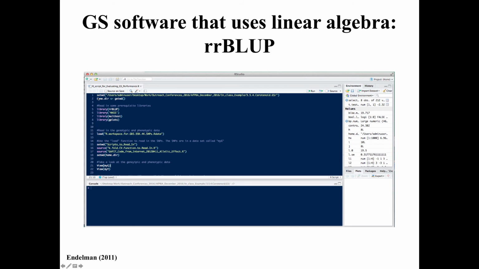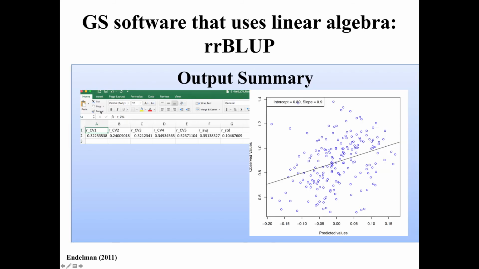Very similar to GAPIT, if we look at the rrBLUP code that runs everything, we can have something that looks like this. And then it'll produce some output summaries, such as presenting your prediction accuracies, which I'll go over again in the next video. And then also we can look at the bias of our predictions.